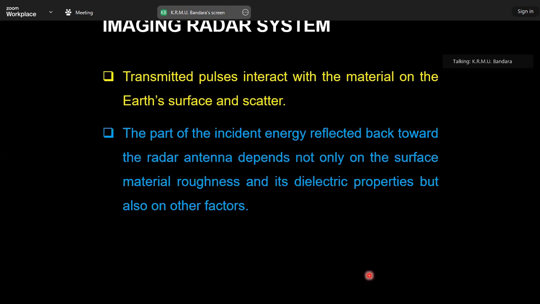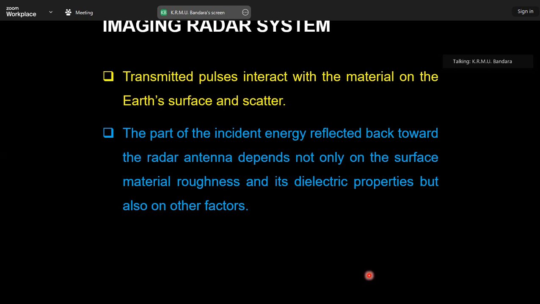The part of the incident energy reflected back towards the radar antenna depends not only on the surface material roughness and its dielectric properties, but also on other factors. There are different characteristics of the material on the ground, and all these factors affect how the touching microwave is scattered.